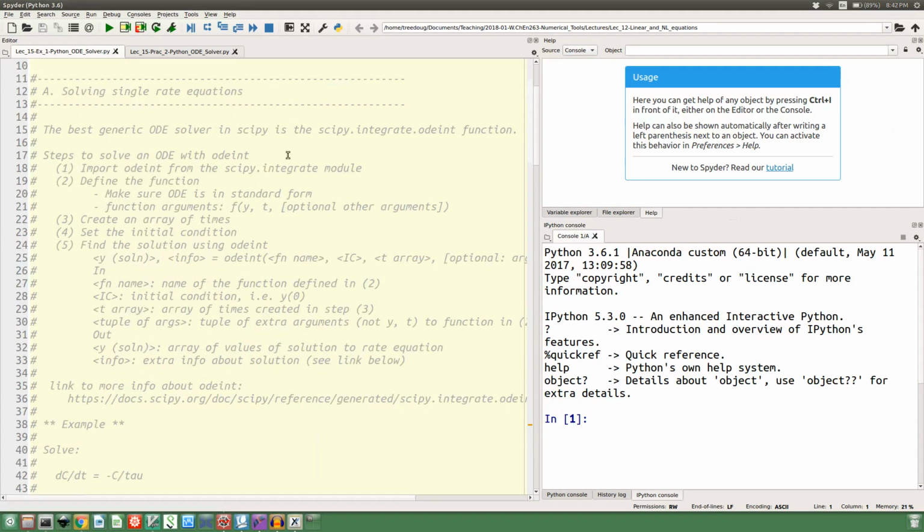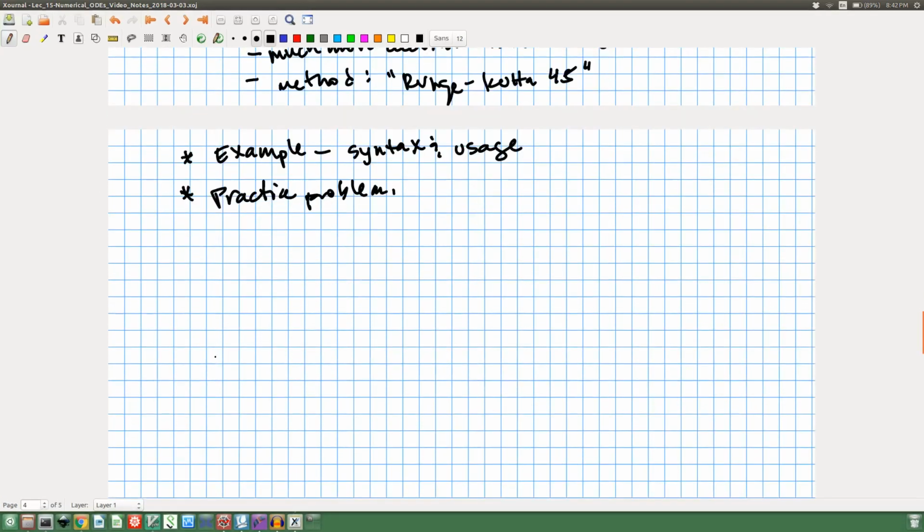Like all of these lately, the first step is to import ODEint from the scipy.integrate module. The second step is to define a function. And what we need to do is make sure that this function is in the standard form. What I mean by the standard form is that we have dy/dt equal to f of y comma t. And these could of course be vectors.